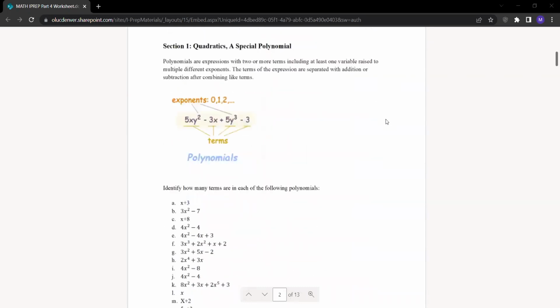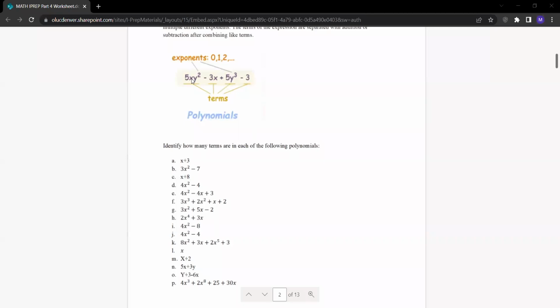So first, let's start with section 1, quadratics. First we'll talk about terms. A polynomial is an expression with two or more terms with at least one variable raised to a different exponent. The terms are separated with addition or subtraction after combining like terms. We went over this already in the lecture video, but as we can see here, we have this polynomial with 5xy squared minus 3x plus 5y to the third minus 3, and that has 4 terms.